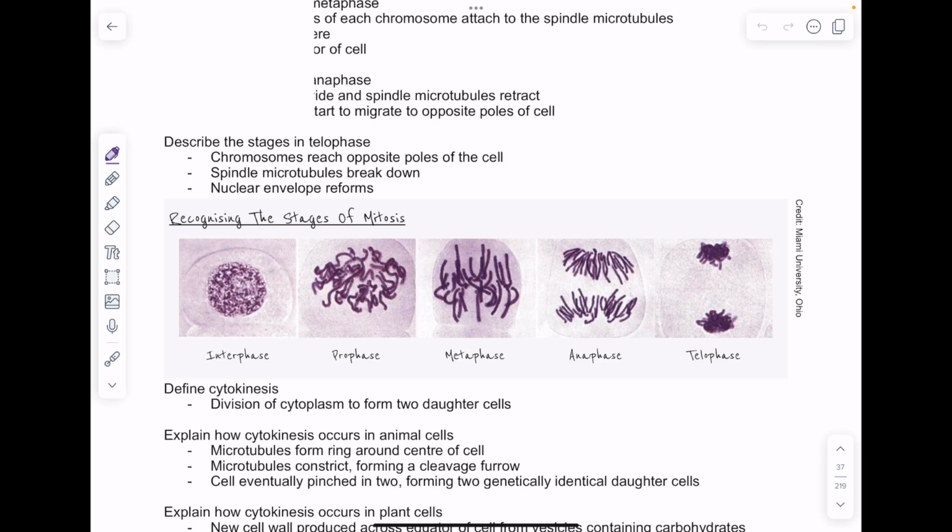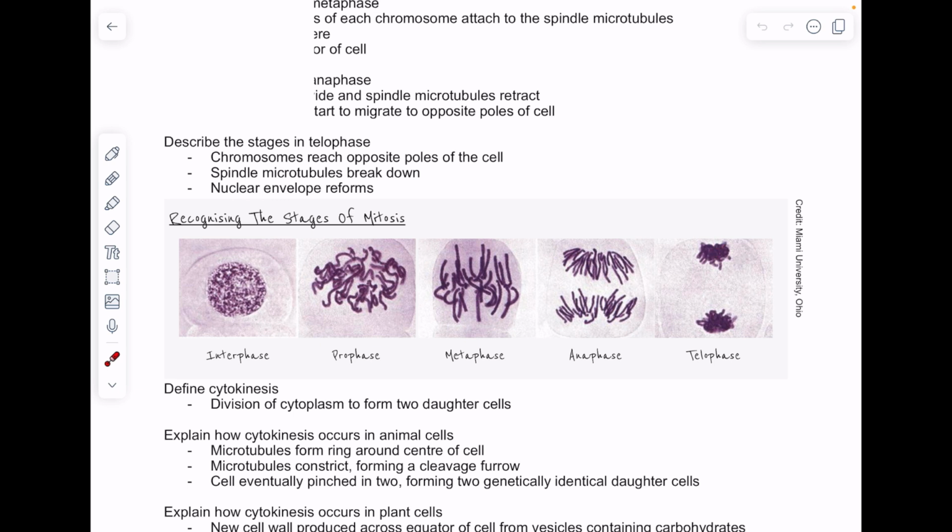One thing to mention is do get familiar with how the chromosomes appear under a light microscope during the various phases of mitosis. So interphase, you can see here, you can't see the distinctive chromosomes. In prophase, they've started condensing, they've shortened and thickened. In metaphase, as we said, they attach to the spindle microtubules and line up at the equator of the cell. Then in anaphase, the spindle microtubules start retracting, helping to draw those chromosomes to opposite poles of the cell.